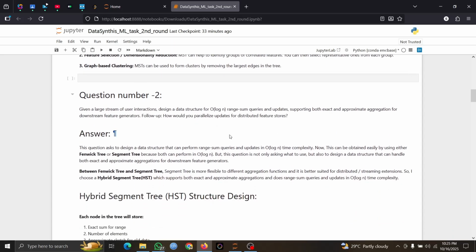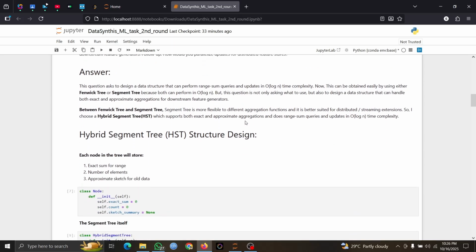Now moving to the next question, which stated that given a large stream of user interactions, design a data structure with order of log n time complexity for range sum queries and updates, supporting both exact and approximate aggregation for downstream feature generators. There is a follow-up question also, which is, how would you parallelize updates for distributed feature stores?